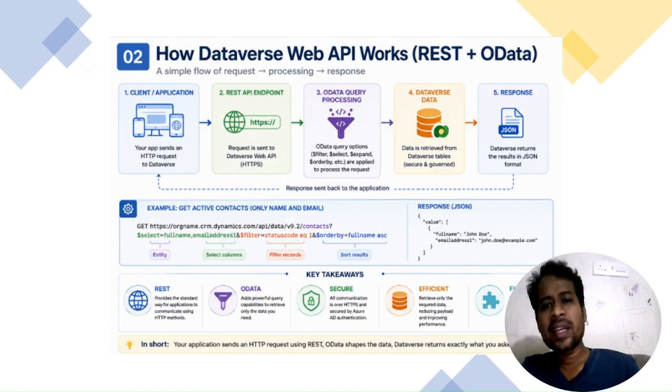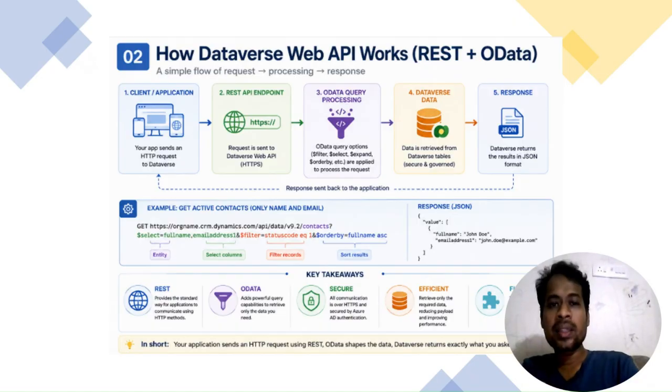Because when you get all the data from the server, the performance will be degraded. So you need to filter most of the time. Instead of bringing unnecessary data over the network, we retrieve only what we need. That is what an OData query is all about. This improves performance and reduces bandwidth usage.